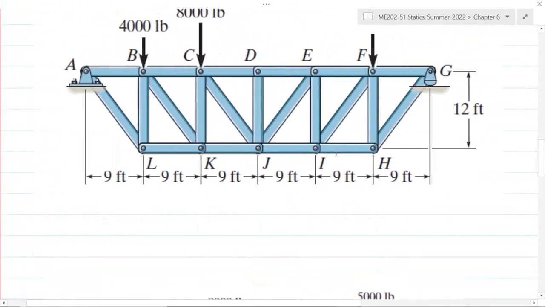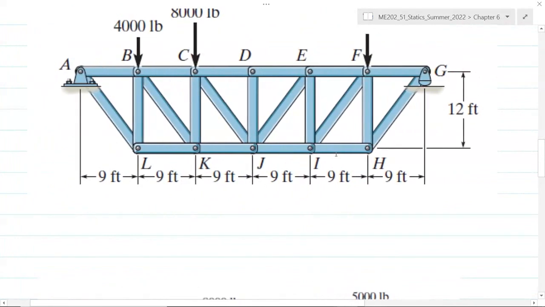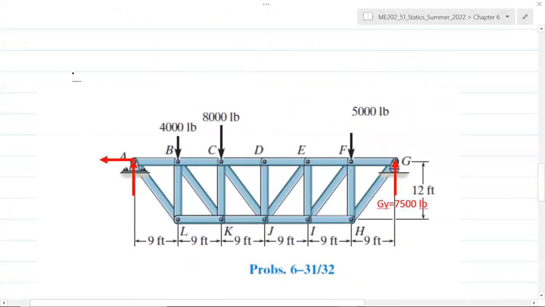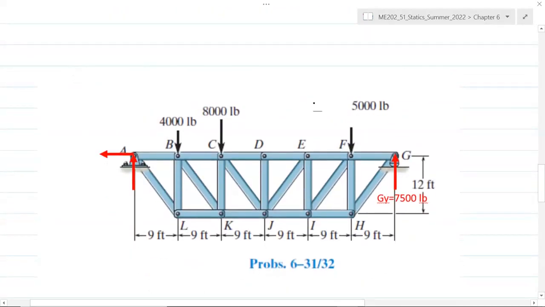Step number 1, define the support reactions. G is a rocker support which allows motion in the x direction, but it prevents translation in the y direction. So it has only one support reaction, which is vertical. Support A prevents both x and y translation because it is a pin support. So it has two support reactions, AX and AY. So here are the support reactions that are being drawn.